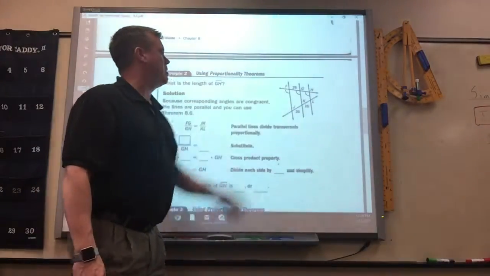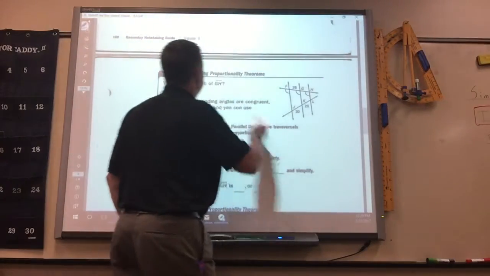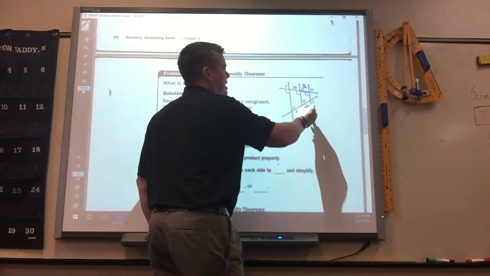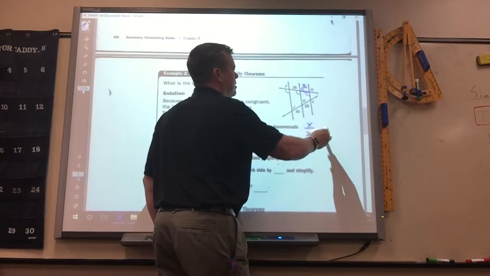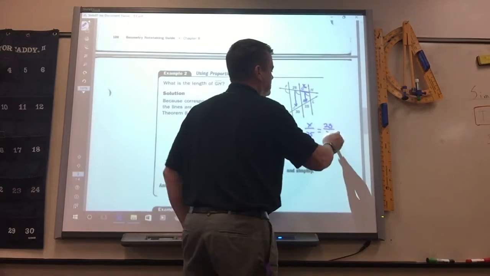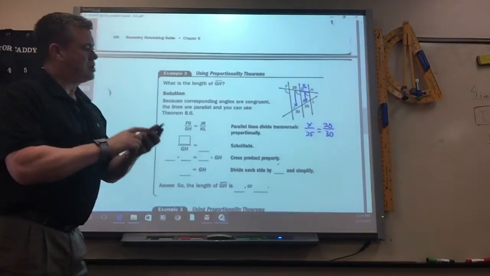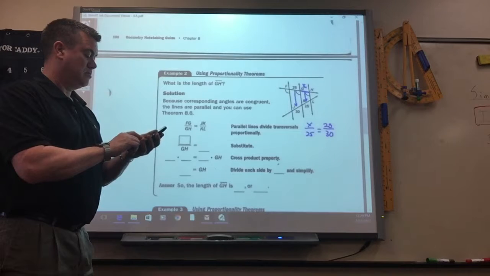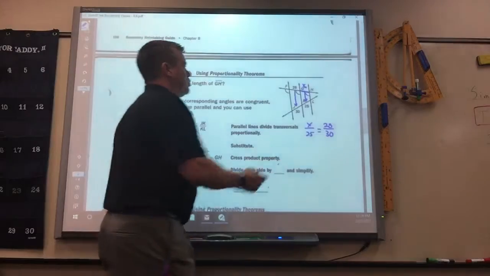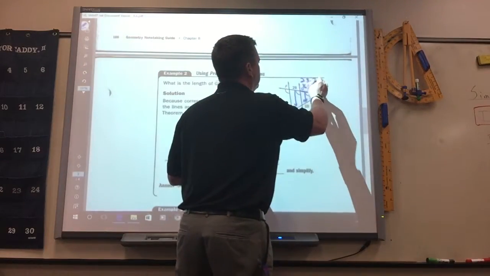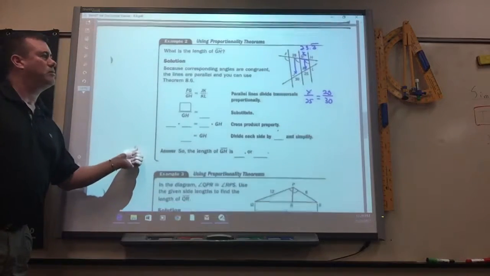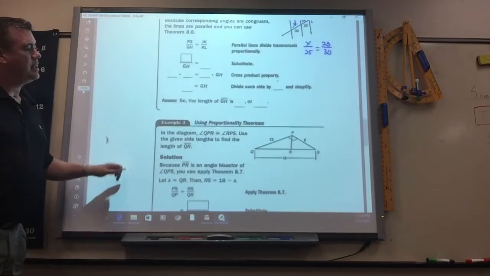So here's one with the parallel lines. They want to know what is the length of GH. So that's your X. So X to 25 equals 28 to 30. So you just cross multiply and divide. And it's 23.3 repeating. Make sure if you get a repeating one, which there are a few, that you label it repeating.